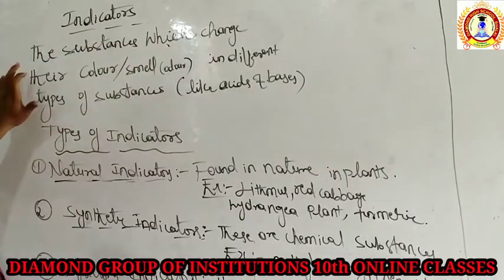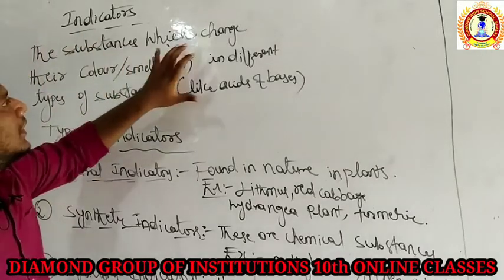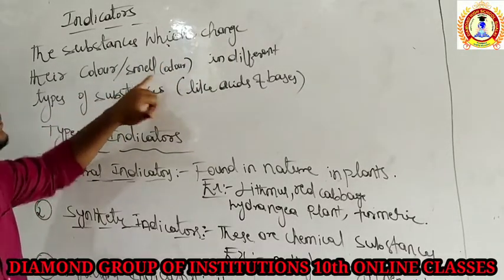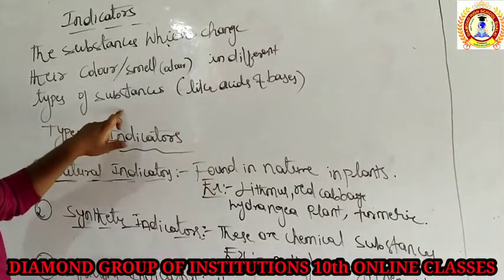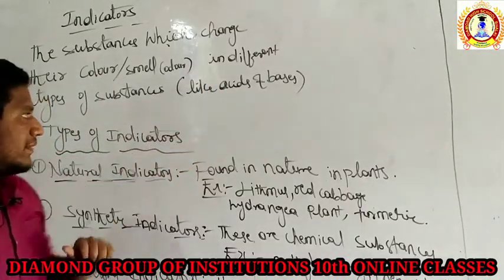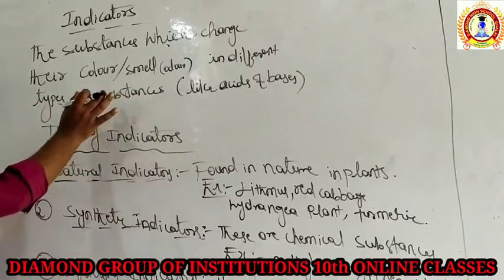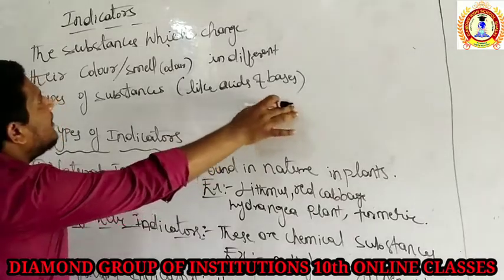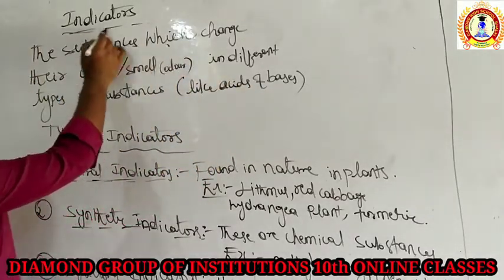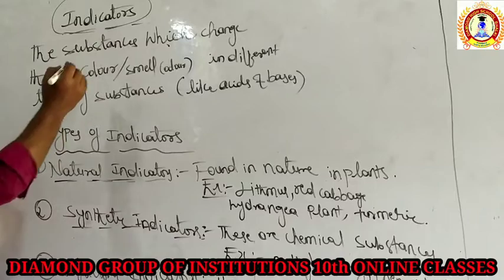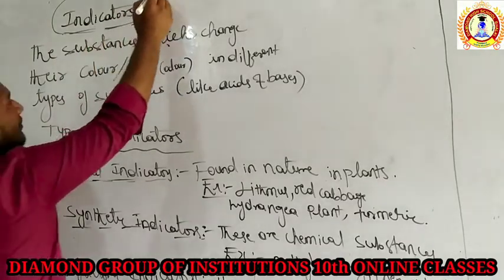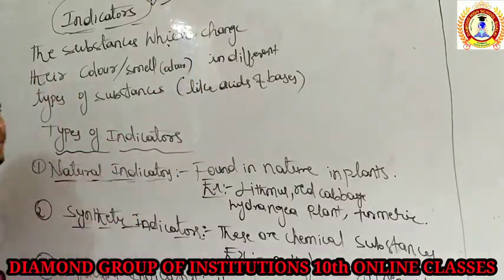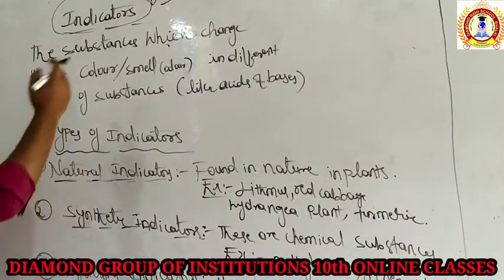Indicators are the substances which change their color or smell, known as odor also, in different types of substances like acids and bases. Means the change in color and smell happens when they are placed in acids and bases. Those substances are known as indicators. We have already used an indicator known as litmus paper while studying the properties of acids and bases, right?